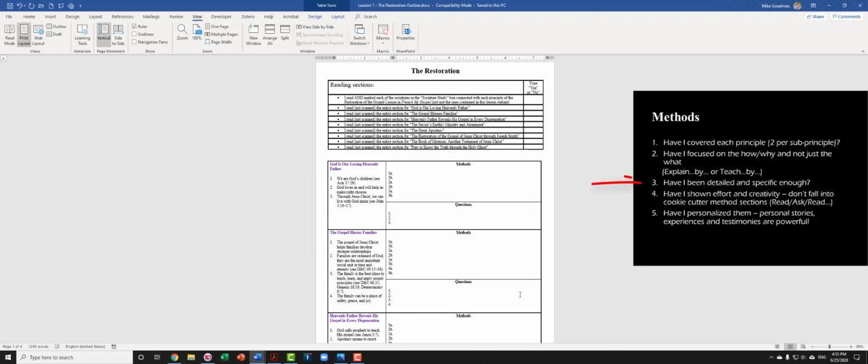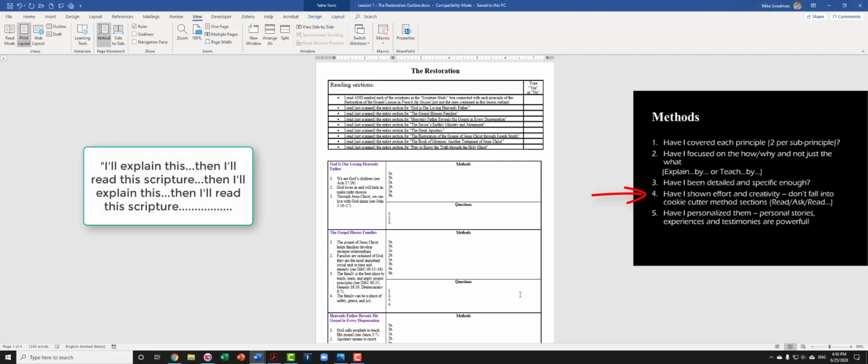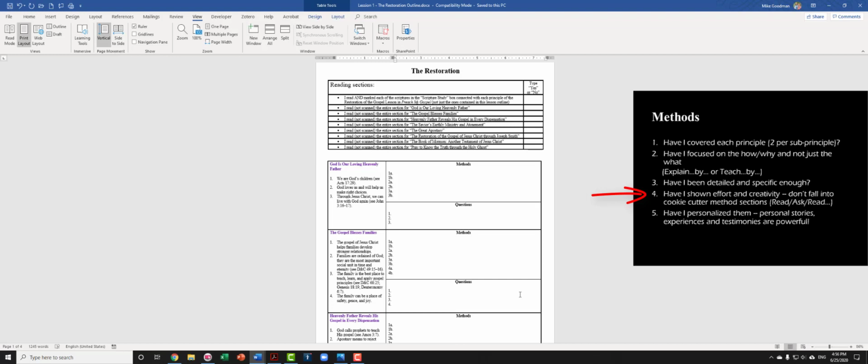The third criteria we'll look at is, are the methods detailed and specific enough? Here's the deal. We can't read your mind. So we need you to be more specific and more detailed than you might be if you were simply writing these lessons for yourself. I'll give more on that later. Fourth, did you avoid cookie cutter methods? You want to avoid following the same exact pattern over and over and over again. For example, it's really easy to fall into a pattern of, I'll explain this, and then I'll read this scripture. Then I'll explain this, and then I'll read this scripture. We want you to be creative. You don't have to use a brand new method for every sub-principle.